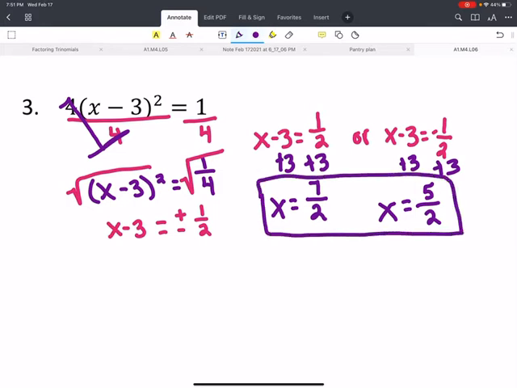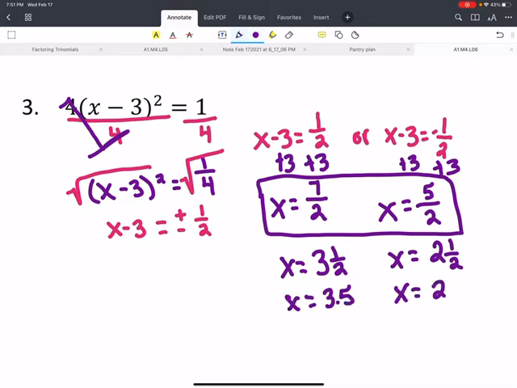Could you change it to decimal form? I mean, I guess if you wanted to. Could you write it as x equals 3 and 1/2 and x equals 2 and 1/2? Yes. Could you write it as x equals 3.5 and x equals 2.5? Yes, you could. If you're afraid of fractions. But guys, stop being afraid of fractions.